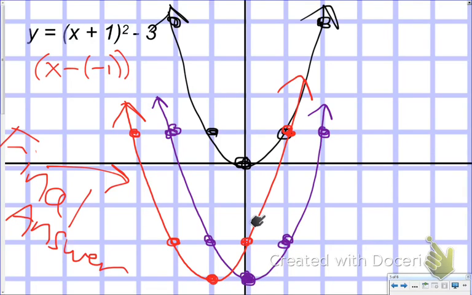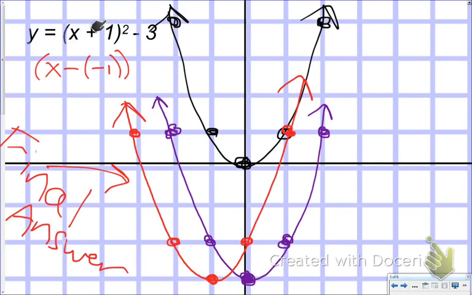At the beginning, the title for today was, I will learn how to graph quadratic equations in vertex form. All right. This is called vertex form because it tells you essentially where the vertex is. So notice here my vertex was at 0, 0. I moved it down 3 and to the left 1. And now my vertex is at negative 1, negative 3.